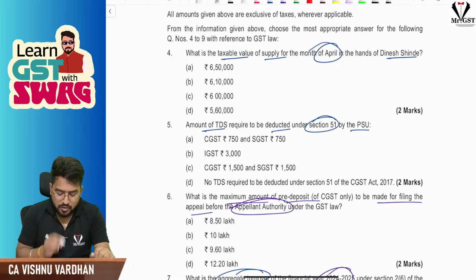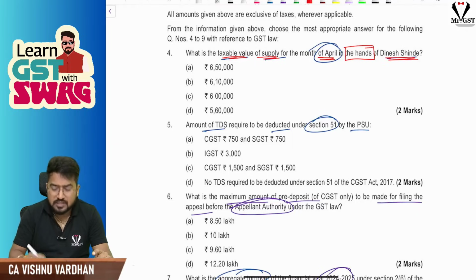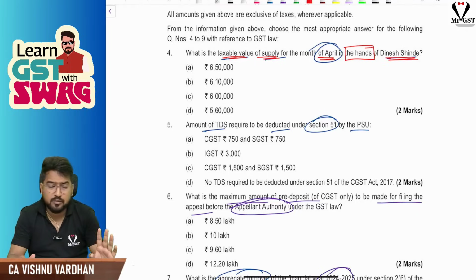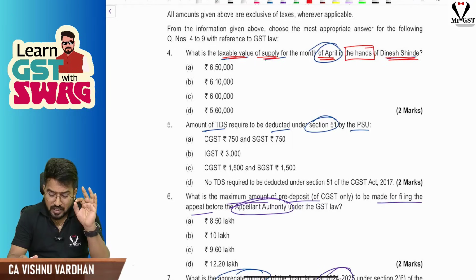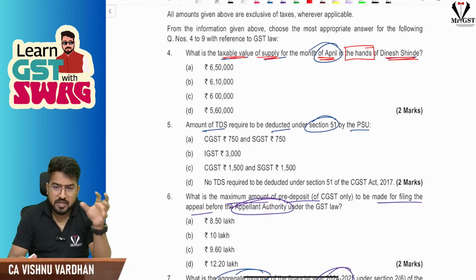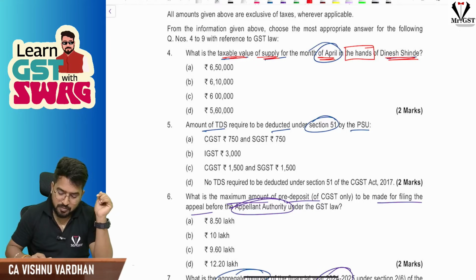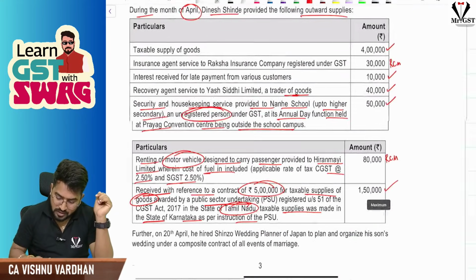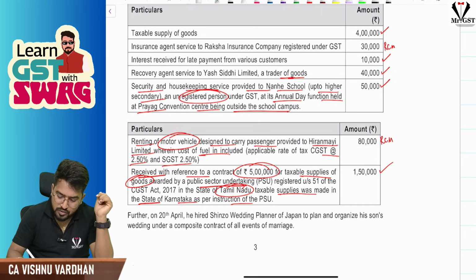This fourth MCQ you should understand very carefully. They have asked the taxable value of supply for the month of April in the hands of Dinesh. That is very, very important when you are going in the exam also. Please make sure you read the question carefully, because "in the hands of Dinesh Shinde" is very important here. So it is not the entire taxable supplies he made. Of course, he made all the taxable supplies, but in that there are some RCM supplies also. So now, if you see, two RCM cases are there; these two should not be considered for the taxable value of supply here.